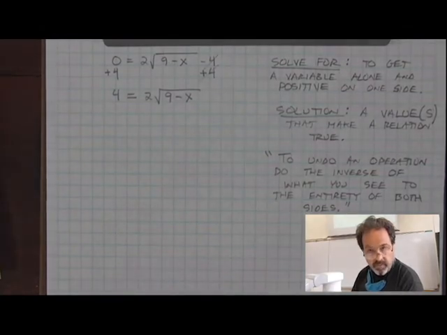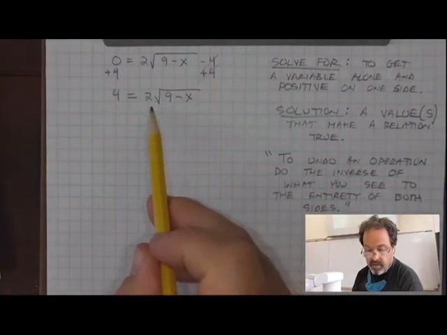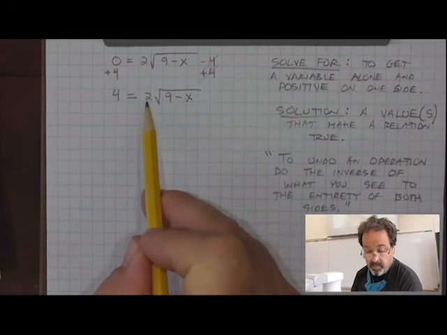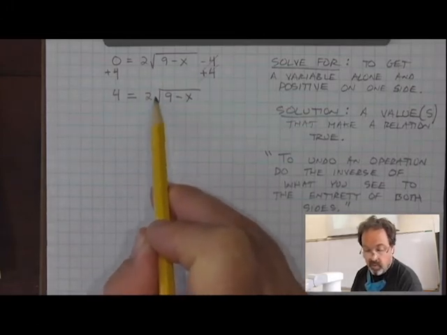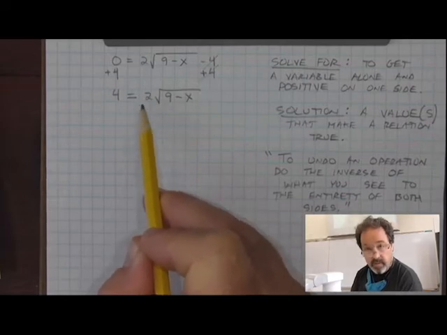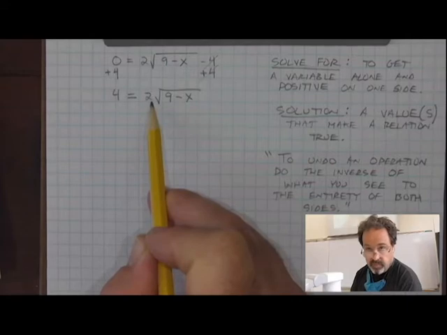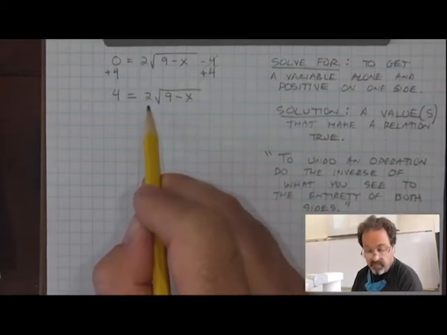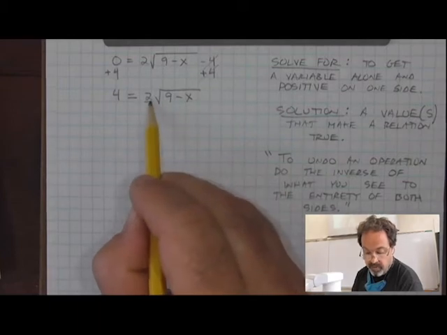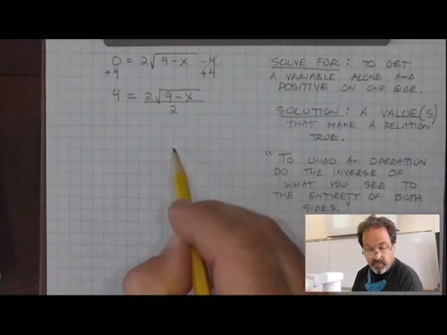I'm going to speed up this process a little more now that we're used to it. I see that I'm multiplying by 2. I feel like getting rid of the 2 or undoing the 2 is going to be the best choice for this step, though it may not be the only choice. It's not the only correct choice. The inverse of multiplying is dividing, so I'm going to divide the entirety of the side by 2.